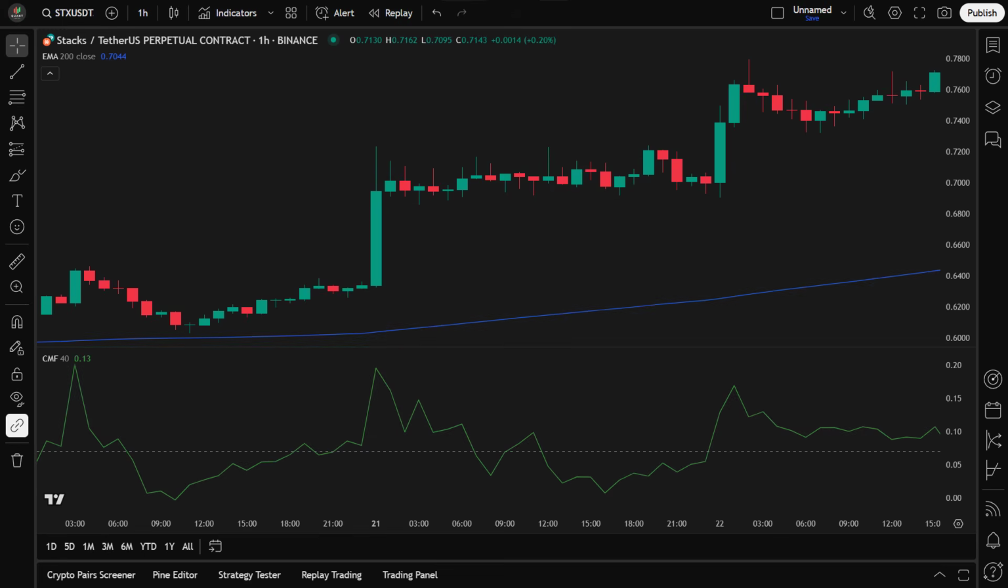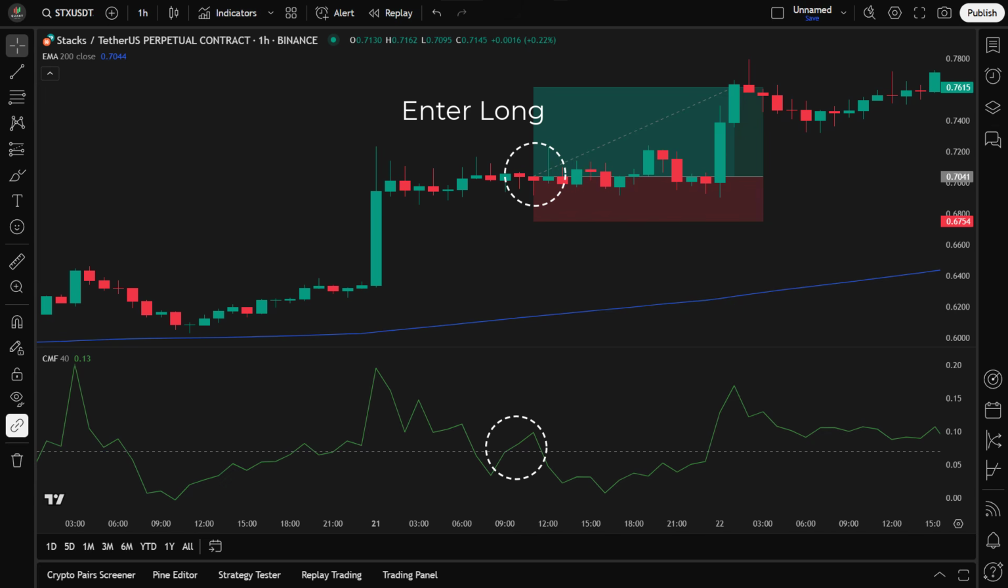Then we can see here another clear signal. The CMF crosses above 0.07, and the price is still above the 200 EMA. That checks all our entry conditions, so we go ahead and enter a long trade right here. We set our stop loss just below the signal candle using the ATR method, and we place our take profit at 2 times the risk, following our 2-to-1 risk-reward rule. As you can see on the chart, this trade hits our take profit target.